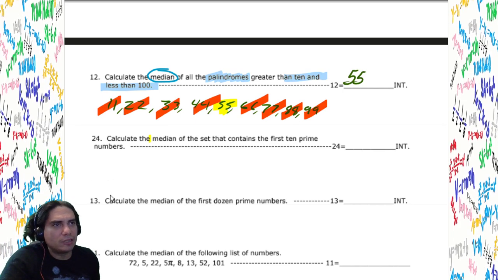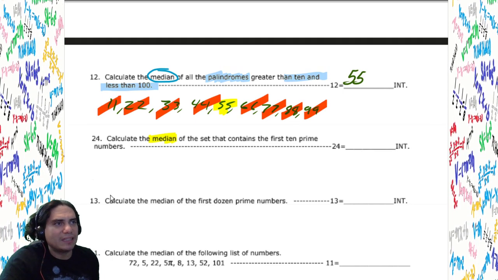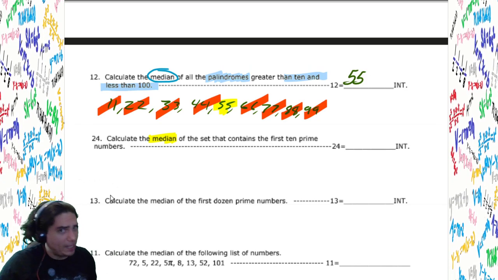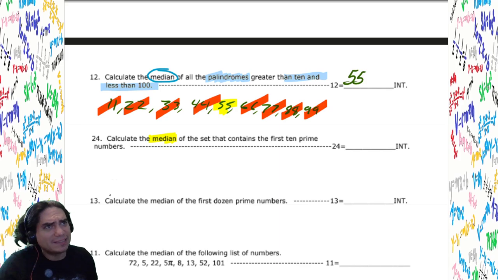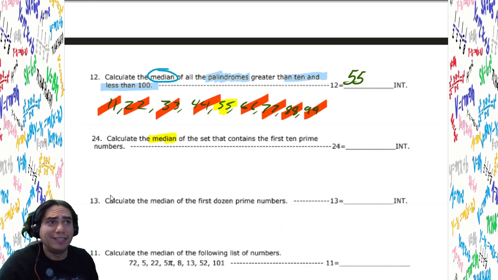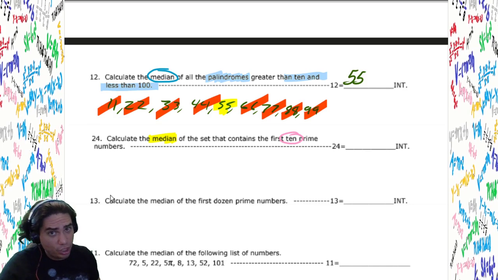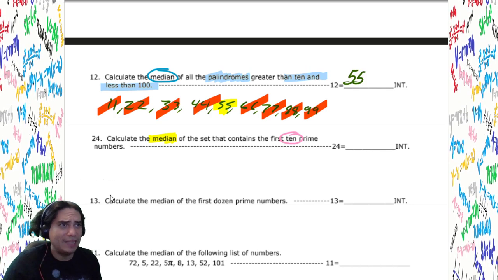We're going to calculate the median of a set that contains the first 10 prime numbers. Now, we're going to see something real cool that happens here. This is the first problem where I could see we're going to have a little issue, and it's because we're actually only looking at 10. So we're gonna see what happens. All right, let's take a look.